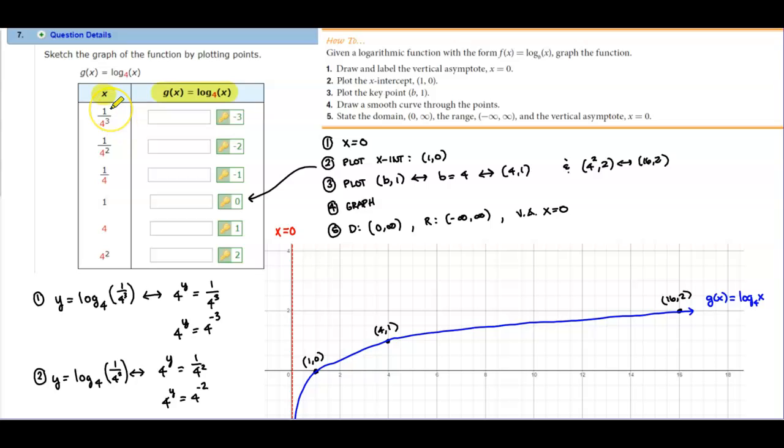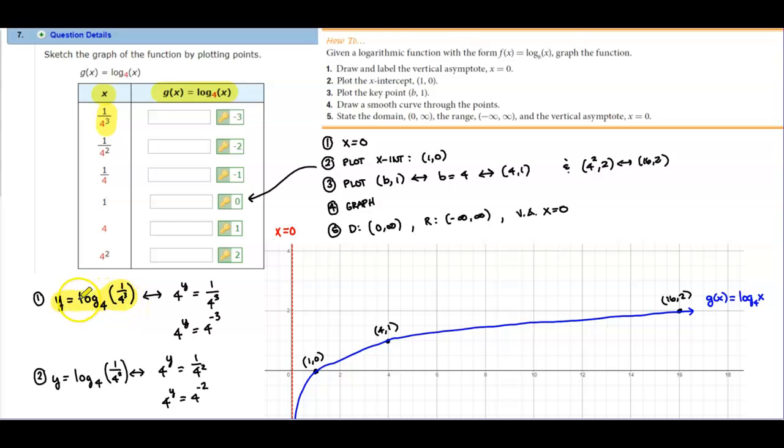So we first want to find what is the value of g of x when the input is 1 over 4 to the third power. So I'm going to go ahead and write that in terms of g of x. Instead of writing g of x, I'm going to write y. So we're going to write y equals the log of base 4, and now we're putting in 1 over 4 to the third as the value of x.